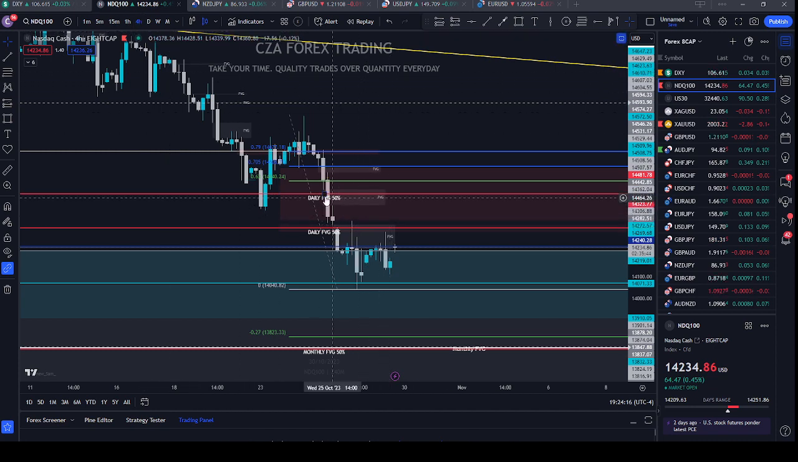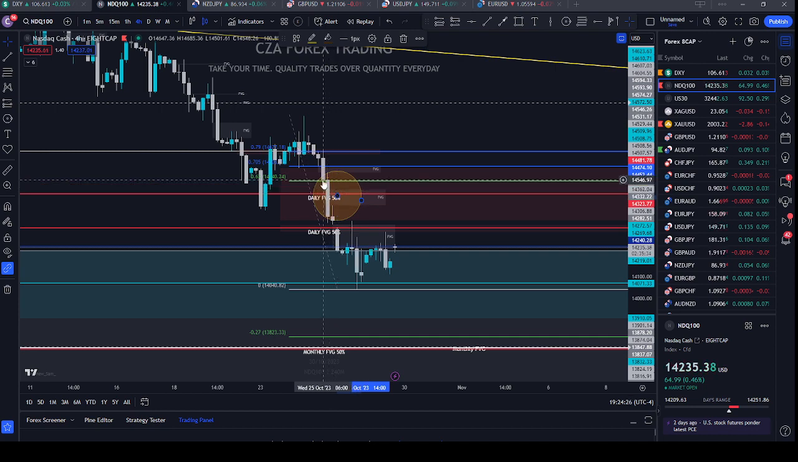And then on the 4 hour, right over here, this little area between the 50% line and also the 0.62 line, I'm very confident that we will see a rejection from that. That looks like a really nice area, right?